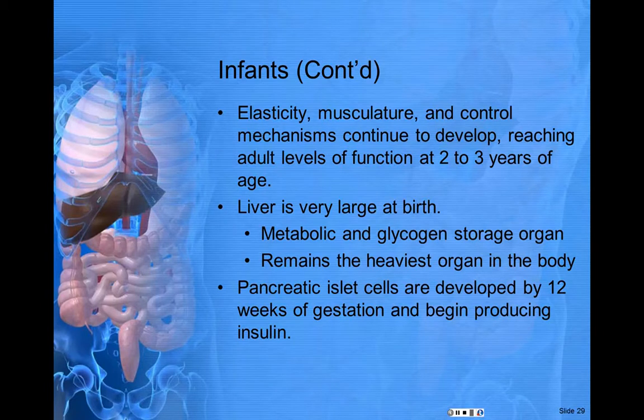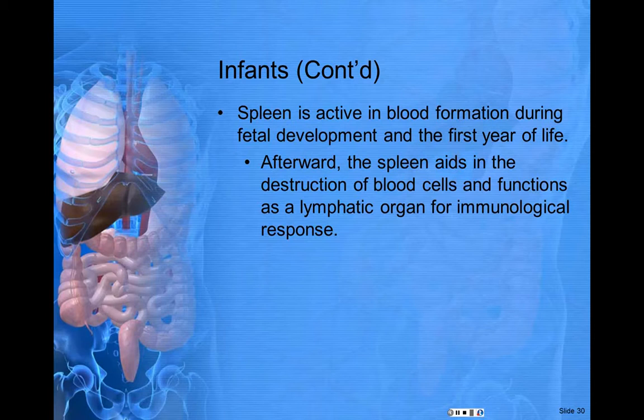The pancreatic islet cells, which produce insulin, are developed by 12 weeks of gestation and begin producing insulin. The spleen is active in blood formation during fetal development and the first year of life. Afterward, the spleen aids in the destruction of blood cells and functions as a lymphatic organ for immunological response.